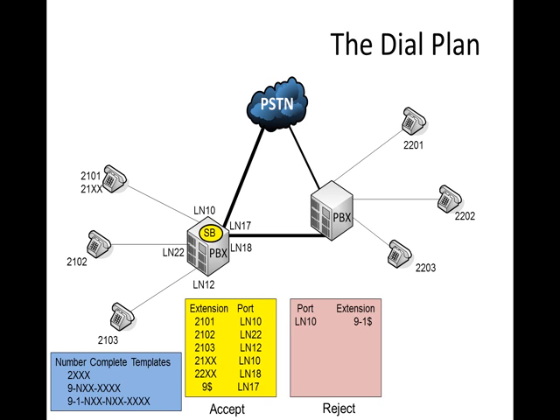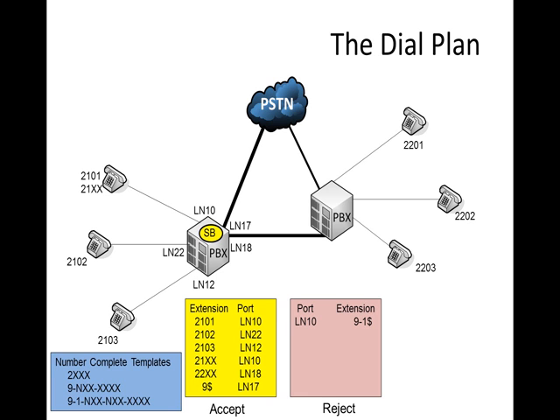What we're doing is creating reject rules. And these work similar to firewall rules. They are interface specific. The only time you use rejects is when you want to stop a call that would otherwise go through that interface. I'll give you an example. On port LN10, I don't want long distance to go. Now, look at my number complete templates over here. I have a number complete template for long distance: 9, getting outside lines the way this switch is built, 1 for long distance, area code, exchange, and 4 digits. So I allow long distance.